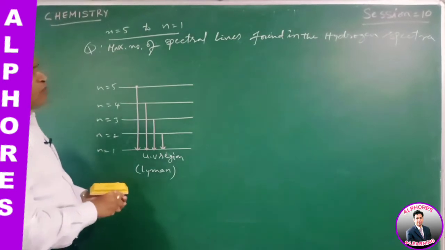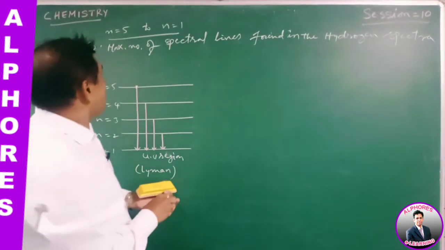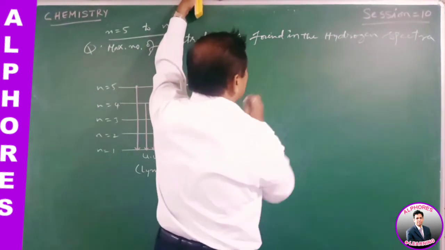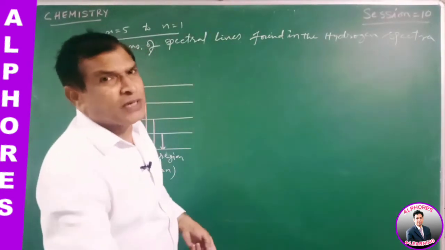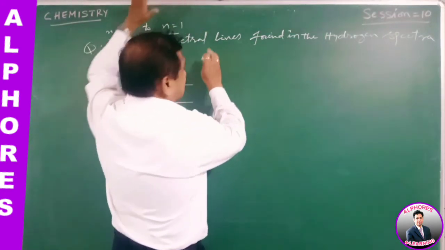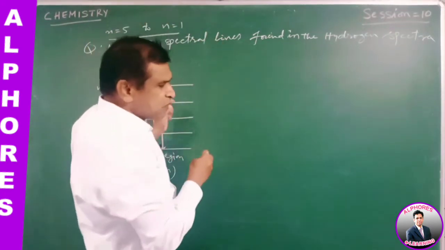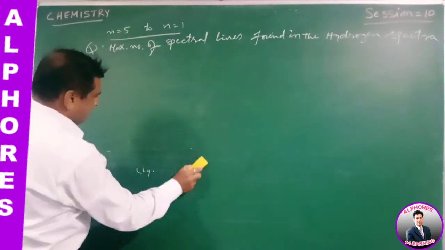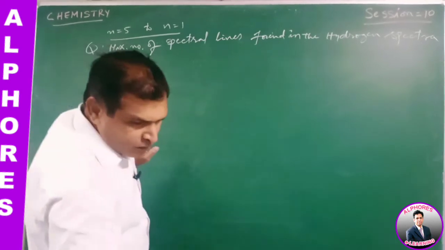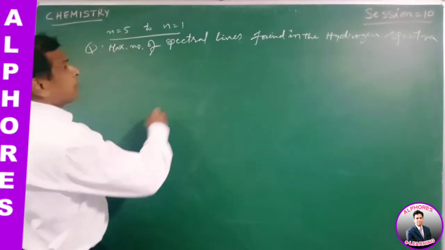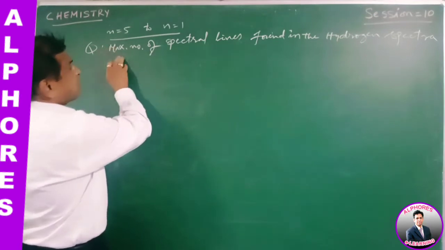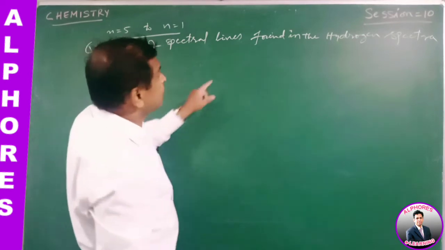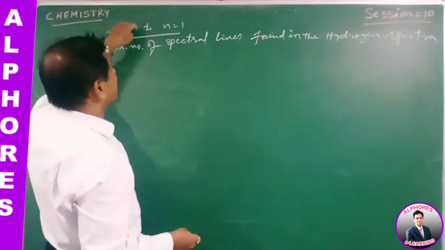Now we have to explain the concept of this. Let us see again the same 5th orbit to 1st orbit. The electron is coming from the 5th orbit to the 1st orbit. The previous problem is already done, so let us erase this. Now, no confusion, right? Listen: the maximum number of spectral lines found in the hydrogen spectrum when n equals 5 to n equals 1.